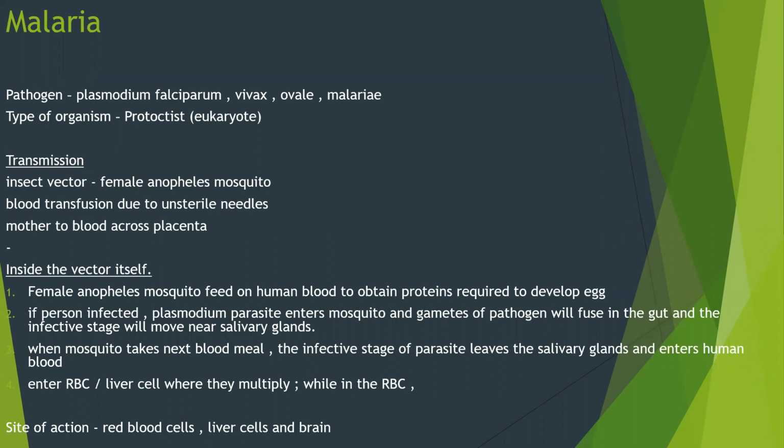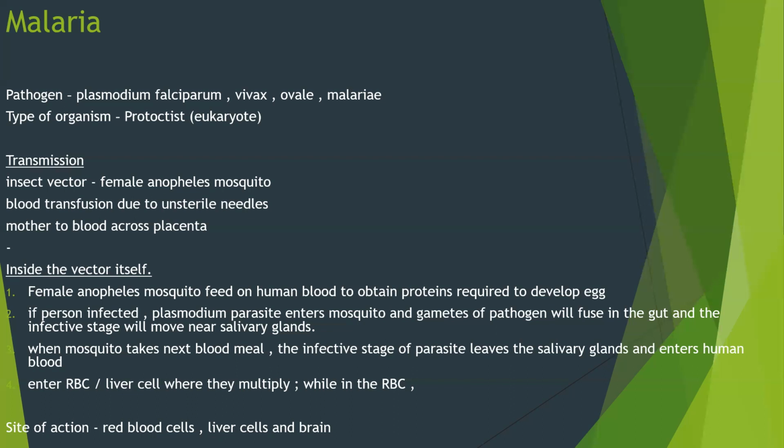The pathogen which spreads malaria is Plasmodium, and it has four variants, which are Falciparum, Vivax, Ovale, and Malariae. The type of organism is a protozoa, which is a eukaryote, and that is important when we talk about why it's difficult to make vaccines for malaria. But for now, we'll just continue.